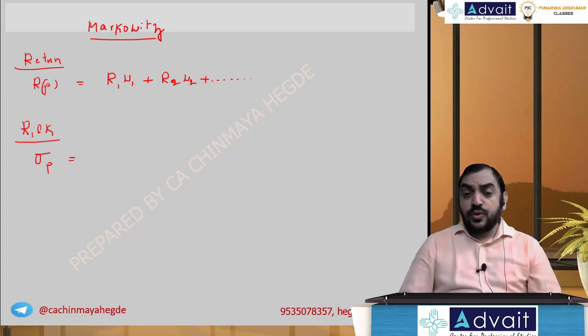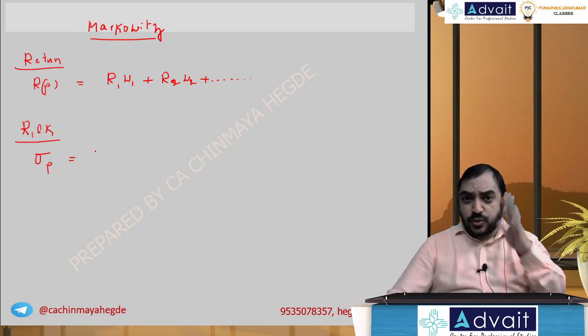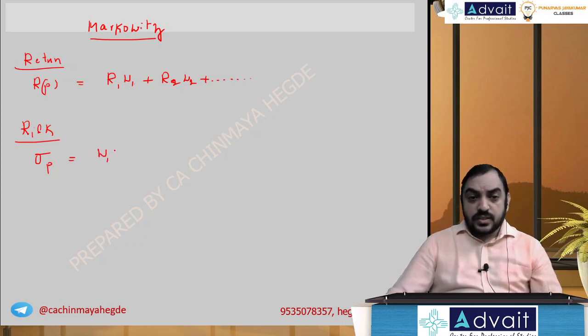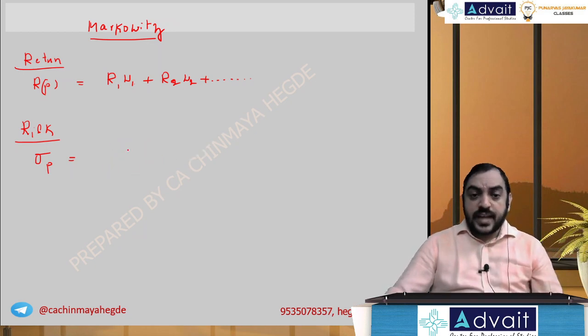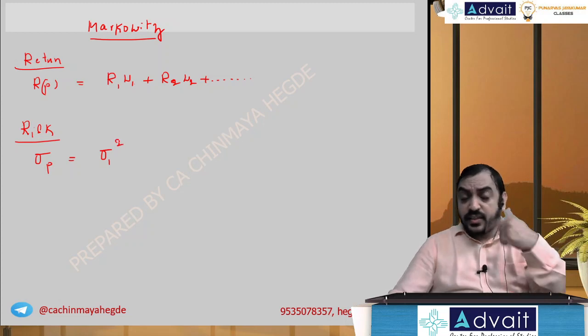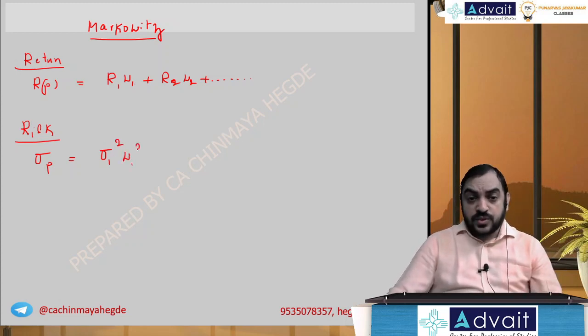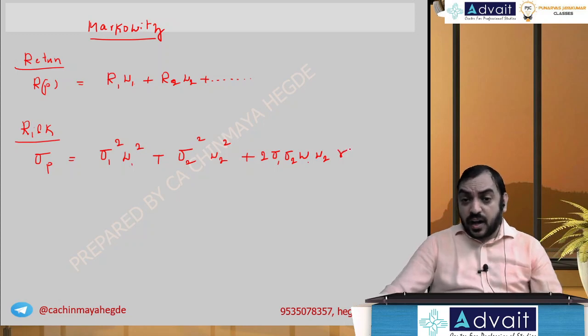Risk of the Markowitz portfolio is given by a formula, A plus B, whole square root. You see, the formula looks like this. It looks big, but don't worry. It's a simplified one only. W1 square sigma 1 square, plus W2 square sigma 2 square. Sigma 1 is the standard deviation of the first security, squared, which is the variance. W1 square sigma 1 square plus sigma 2 square W2 square plus 2 sigma 1 sigma 2 W1 W2 multiplied by R between 1 and 2, all under the square root.